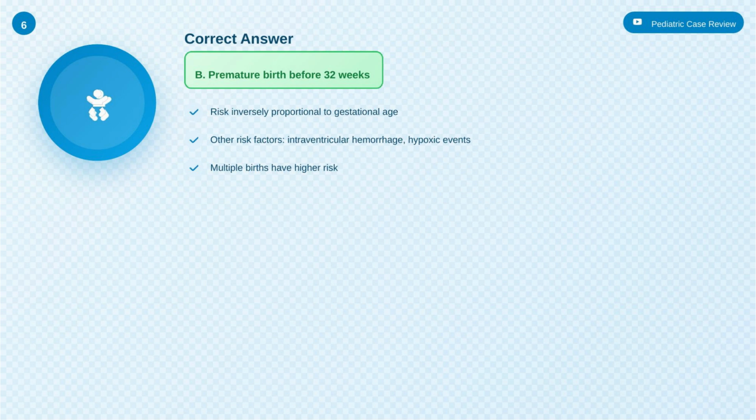Premature birth before 32 weeks gestation carries the highest risk for developing diplegic cerebral palsy. The risk is inversely proportional to gestational age, with extremely preterm infants having the highest risk. Other significant risk factors include intraventricular hemorrhage, hypoxic ischemic events, and multiple births. Maternal diabetes primarily increases risk for other birth complications rather than being a direct risk factor for diplegia.